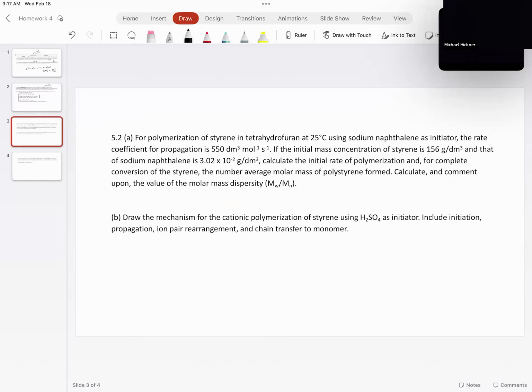This problem should be pretty straightforward. Draw the mechanism for cationic polymerization of styrene using sulfuric acid as the initiator. We talked about ionic polymerization.